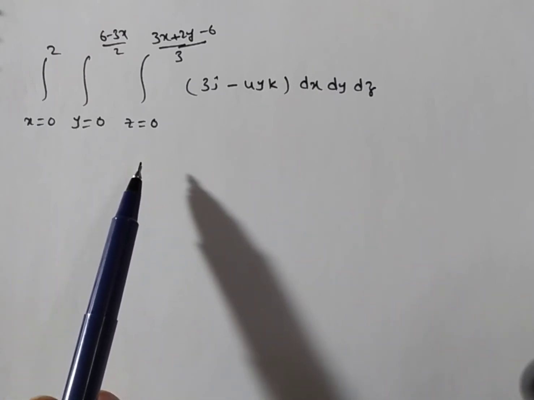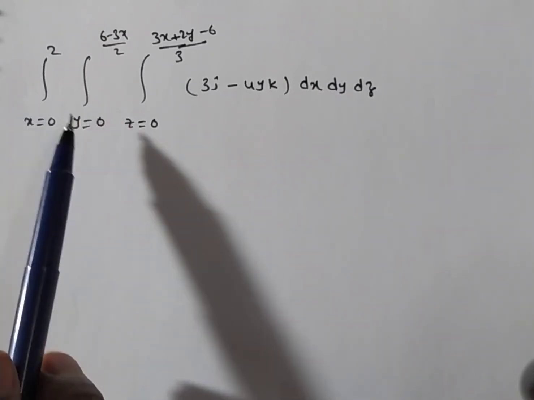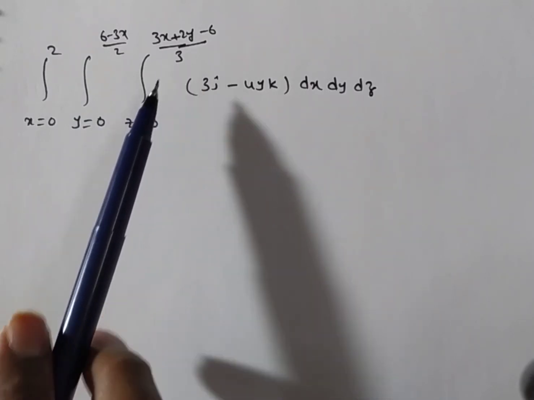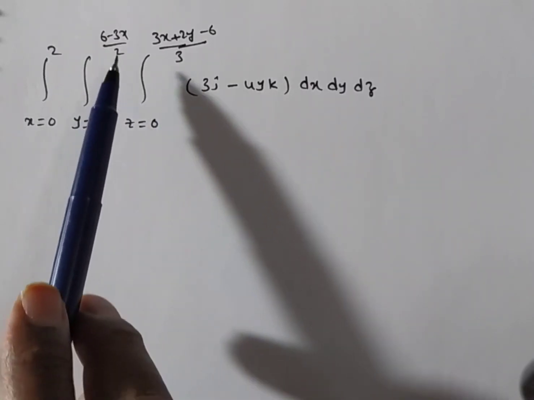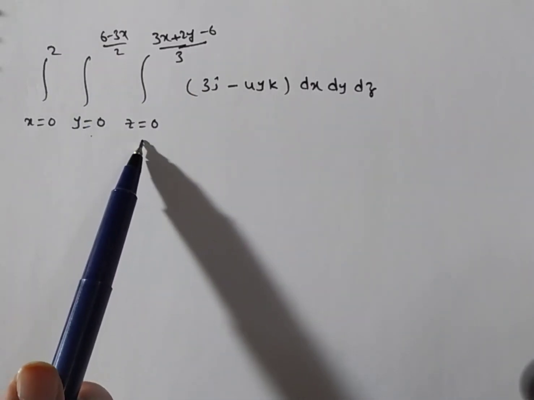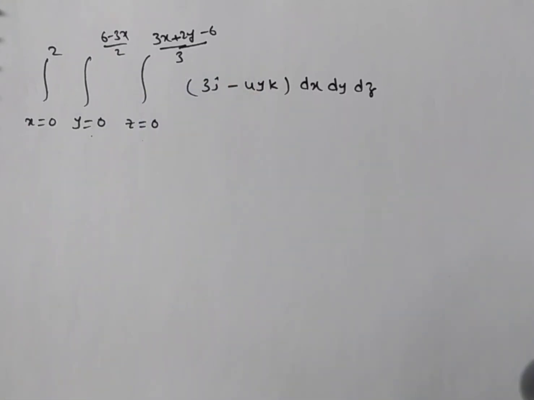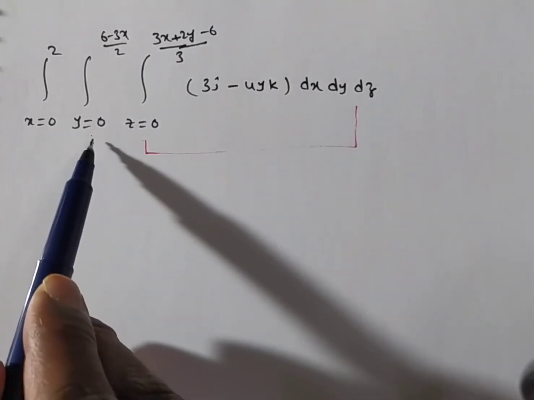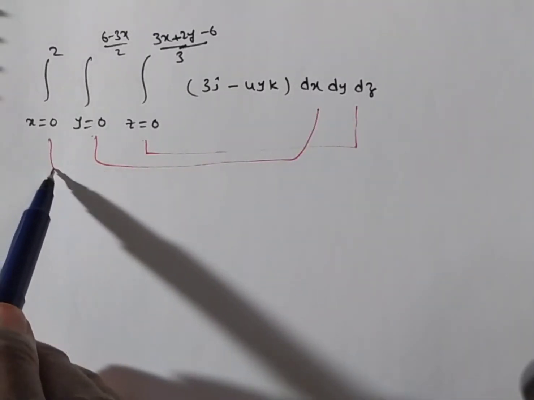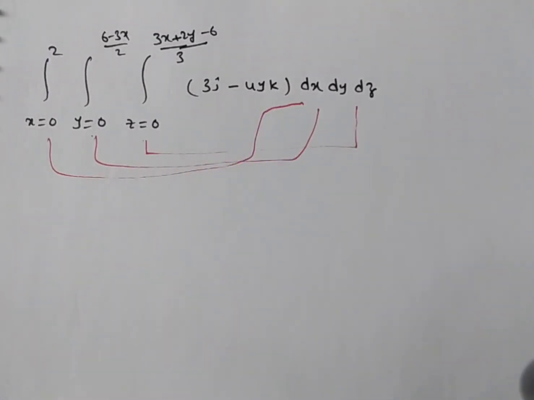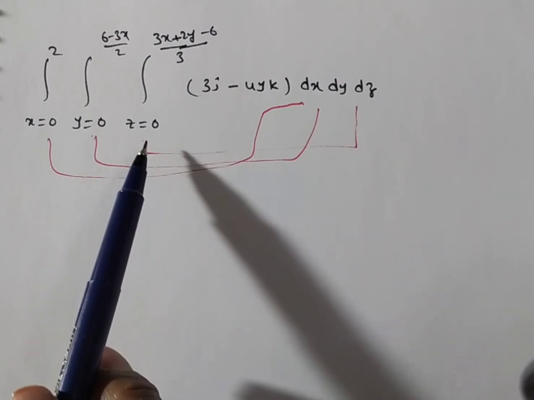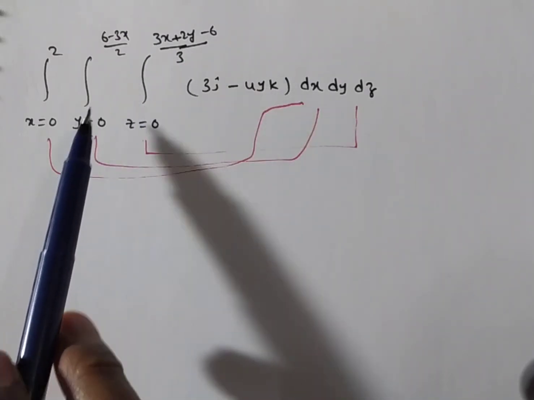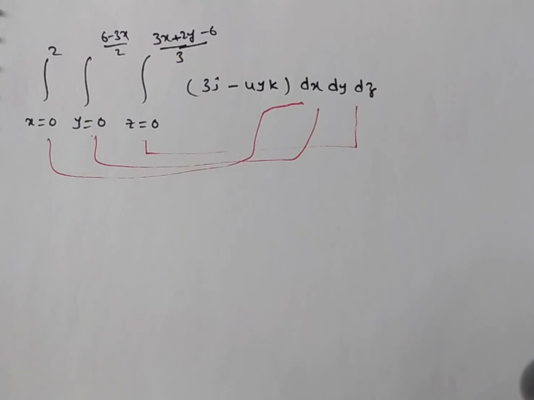In the triple integral, the limits of x are independent, y is dependent, and z is dependent. But y is dependent on x only, while z is dependent on both x and y. So first we have to integrate with respect to z, later with respect to y, and then with respect to x. Is it clear for everyone? Right, because z is dependent on two variables, y is dependent on one variable, and x is independent.